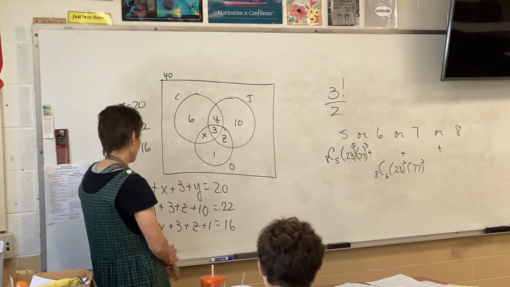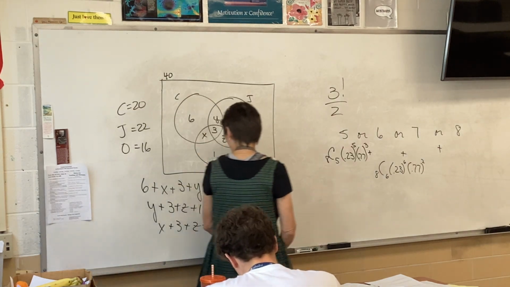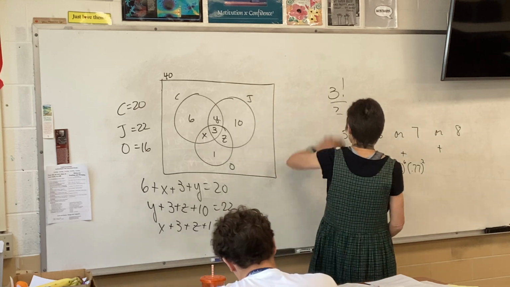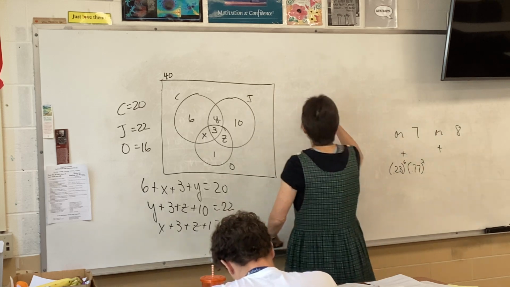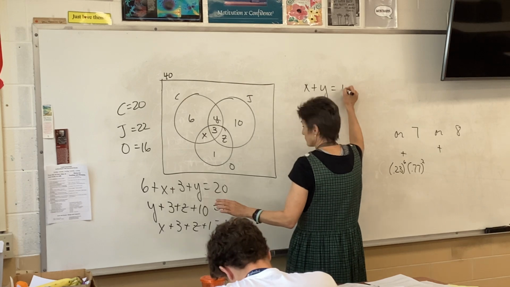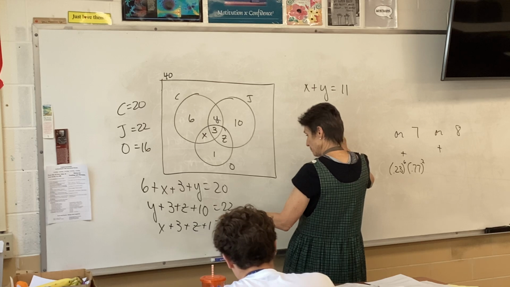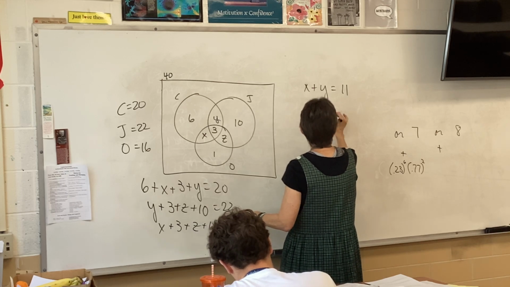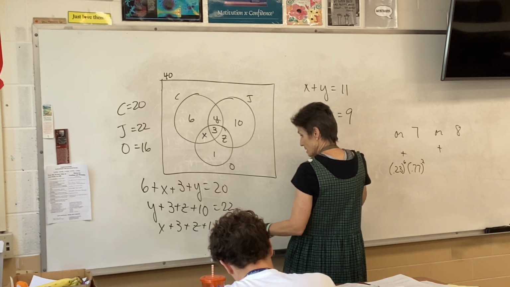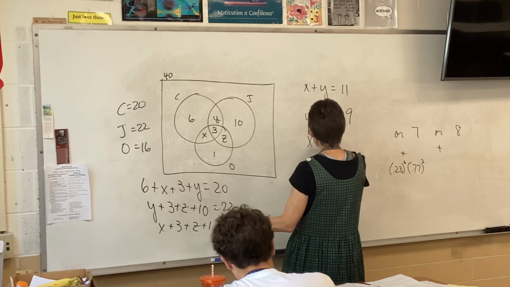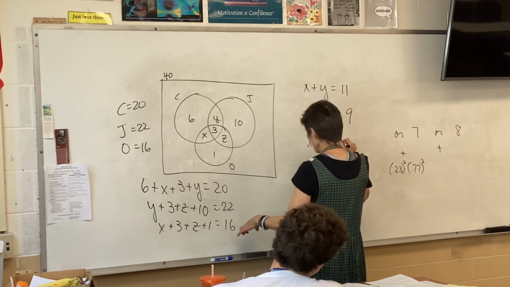I'm going to clean these up a little bit. X plus Y equals 11. Y plus Z equals 9. Keep an eye on my arithmetic. And X plus Z equals 12.